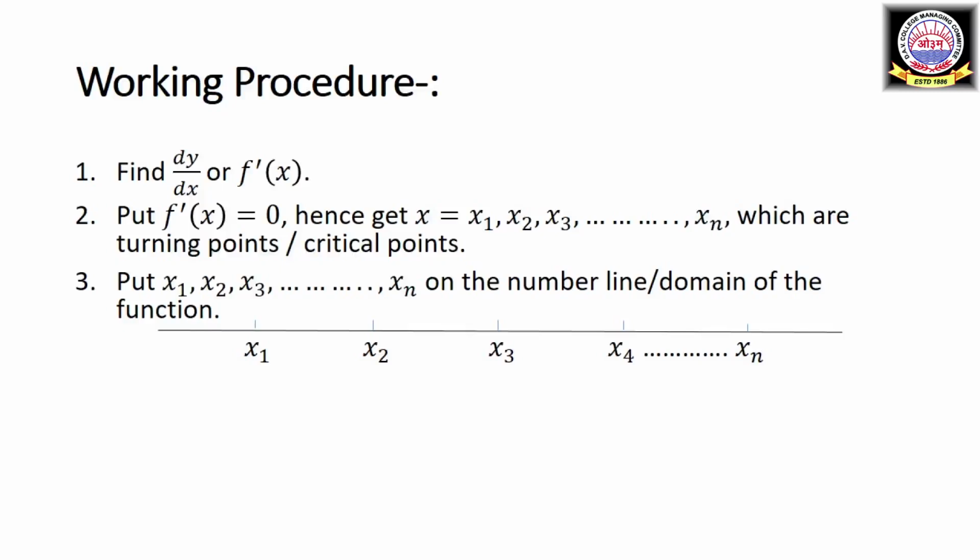The third point, write down. Put all those values of x, that is x1, x2, xn, on a number line or domain of the function. So, once again the third point: put the values of x from the previous case, that is f dash x is equal to 0, on the number line or the domain of the function.